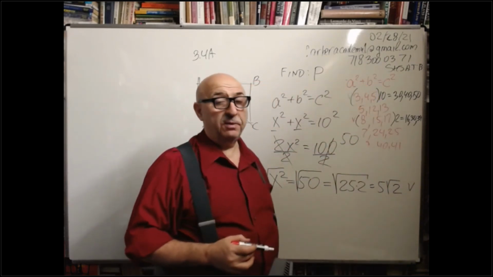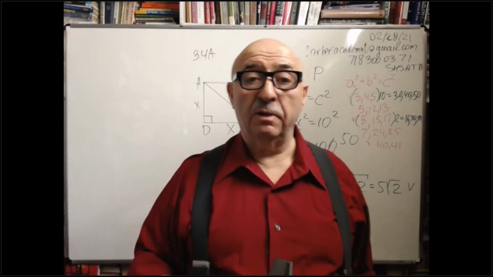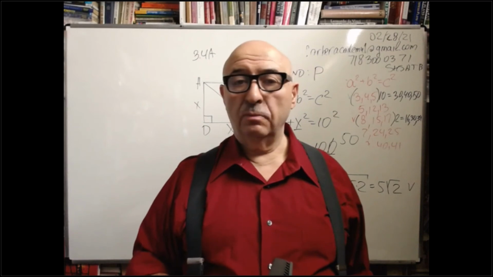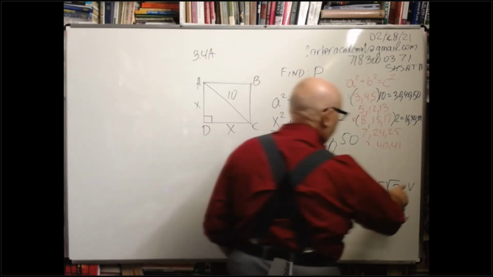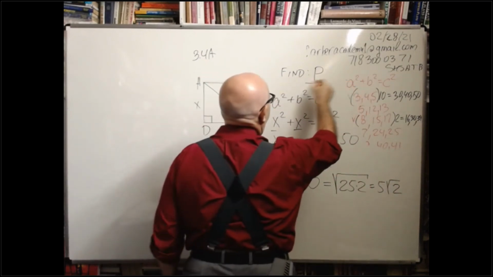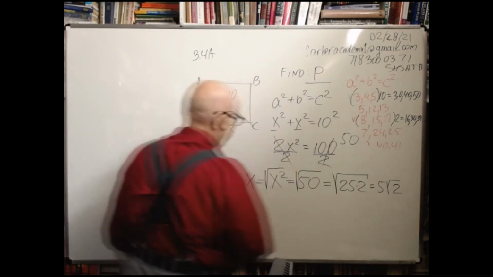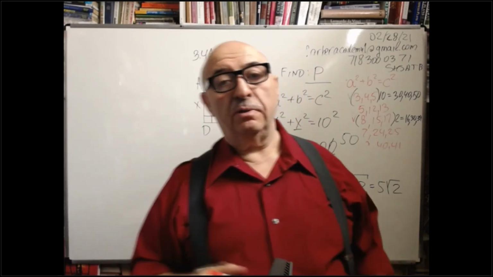Can I put a check mark? No, I made a mistake. No. I found x. This is not a check mark. I found the side. I need to find the perimeter. I always do like this. 5 times 7, 37. They said, yes, you're not listening.